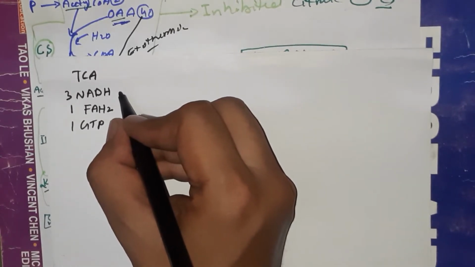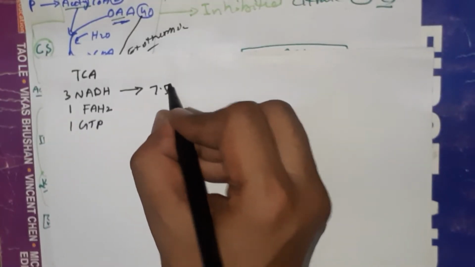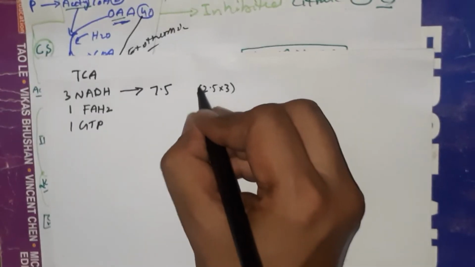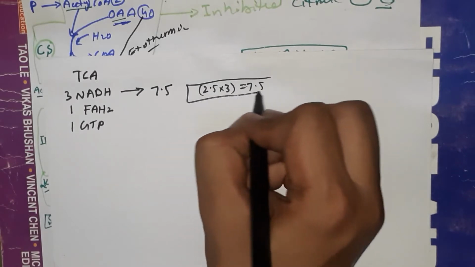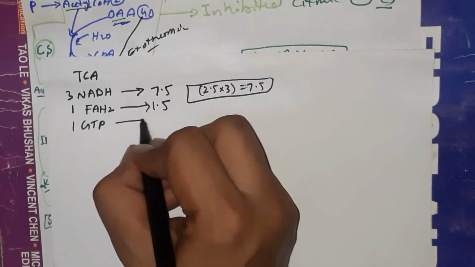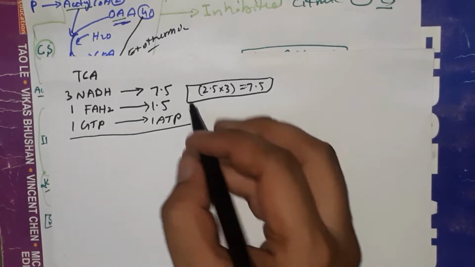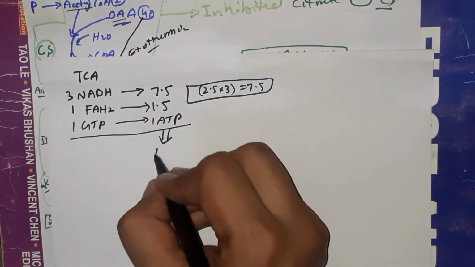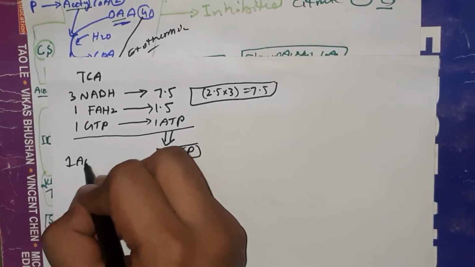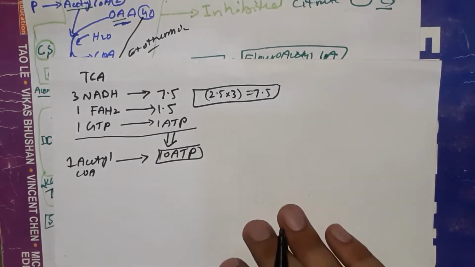So these 3 NADH provide us about 7.5 ATPs, as 1 NADH provides us 2.5 ATPs. So 2.5 into 3 is equal to 7.5. 1 FADH2 provides us 1.5 ATPs and 1 GTP is equal to 1 ATP. So in one TCA cycle, one acetyl molecule is oxidized and it gives us a net 10 ATPs. So one acetyl CoA which enters into the TCA cycle gives us 10 ATPs.